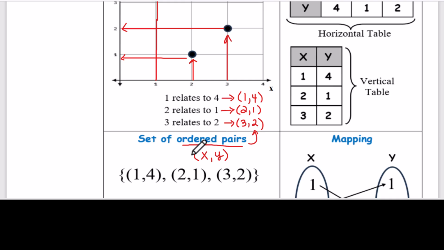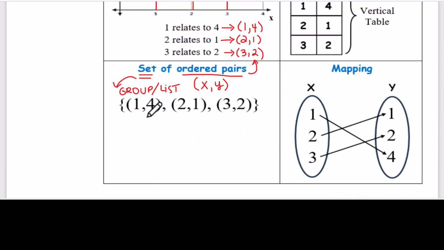Now that leads us into the next type of representation for relations, which is a set of ordered pairs. So basically the word set means a group. So a group or a list of ordered pairs. Okay, so group or list. So here we have a list of ordered pairs: 1 pair, 2 pairs, 3 pairs.